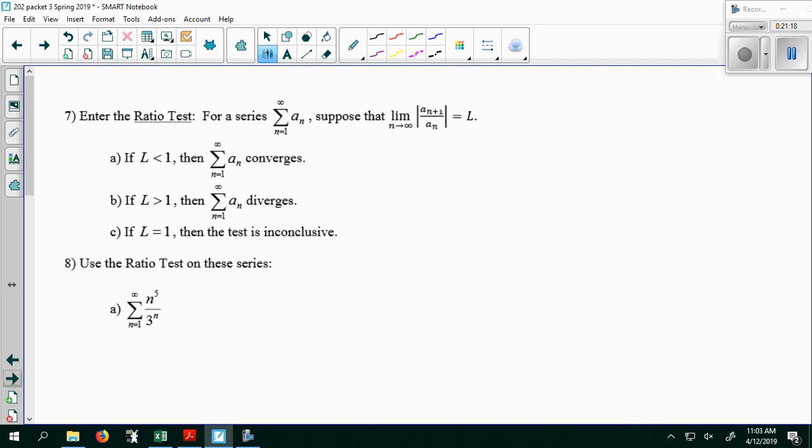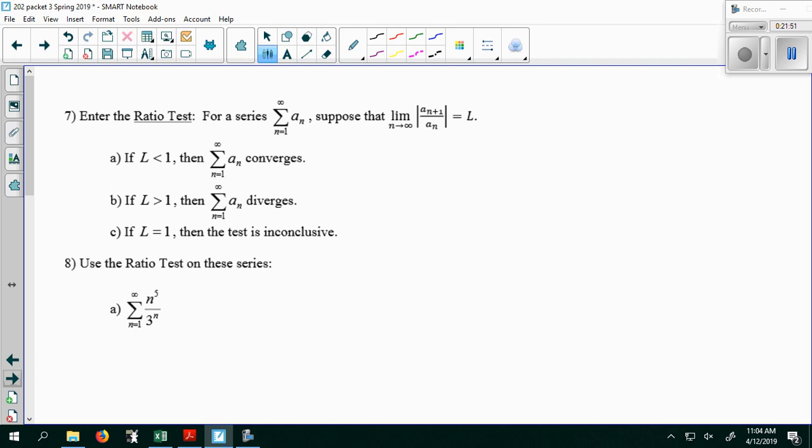So it says that for a series, n goes from 1 to infinity of a sub n, if you look at the ratio of successive terms, the n plus first term divided by the nth term, take the limit as n goes to infinity, that comes out to some limit L, okay? If L is less than 1, the series converges. If it's bigger than 1, the series diverges. And if it equals 1, the test is inconclusive and we have to do a different test. All right, so why does this work?